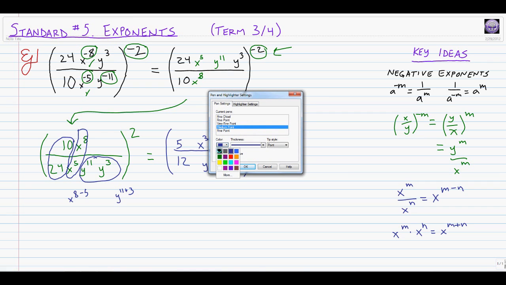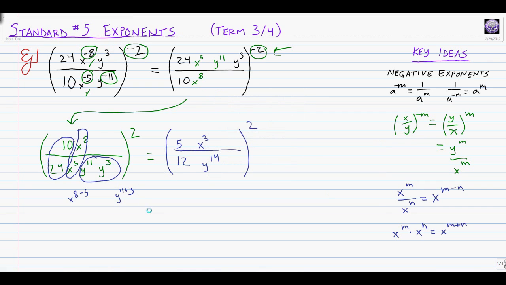So let's find another color. Let's go back to black. Okay, so our last piece then is just to deal with this squared part. What we're going to do is adhere to this exponent rule right here. If we've got something divided by something or something times something taken to a power, each thing individually is going to be taken to that power. So in particular, we're going to take this 2 and we're going to square every single thing.